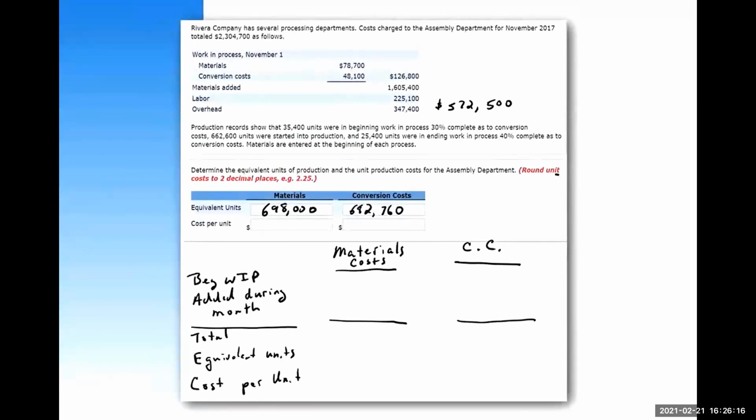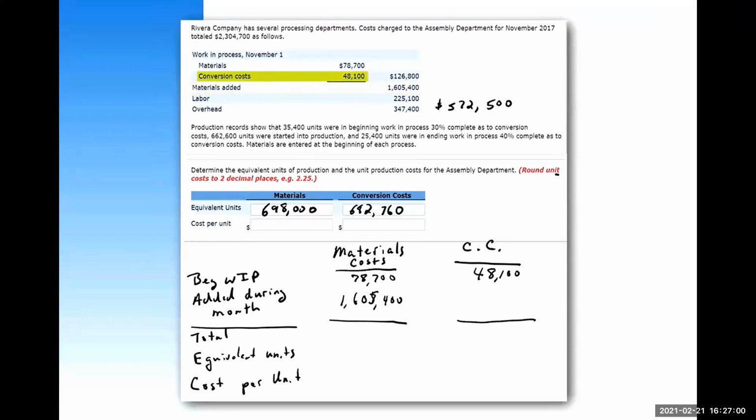Next, we need to compute the cost per unit. We can use the information above as well as the equivalent units that we just determined in order to arrive at the cost per unit. First, we need to enter our costs. And so we can see above that for the materials, the beginning work in process materials cost was 78,700. During the period, we added another 1,605,400 of materials.